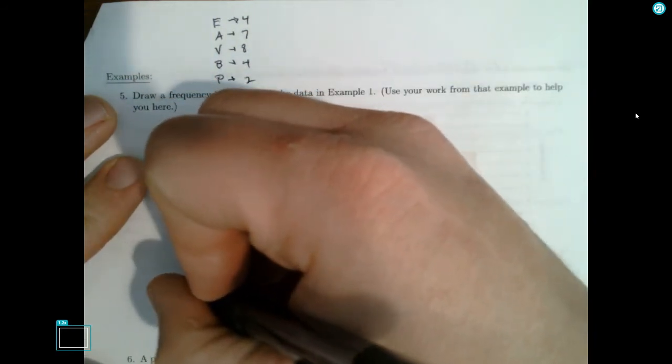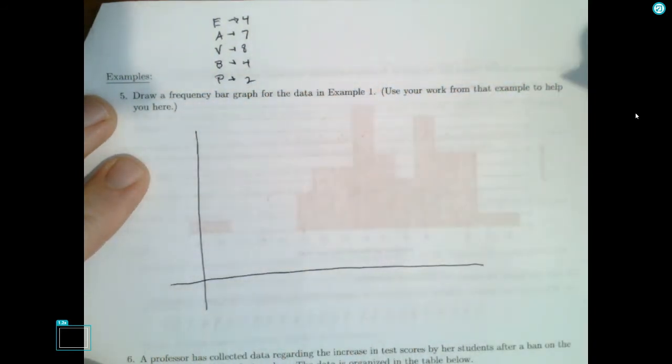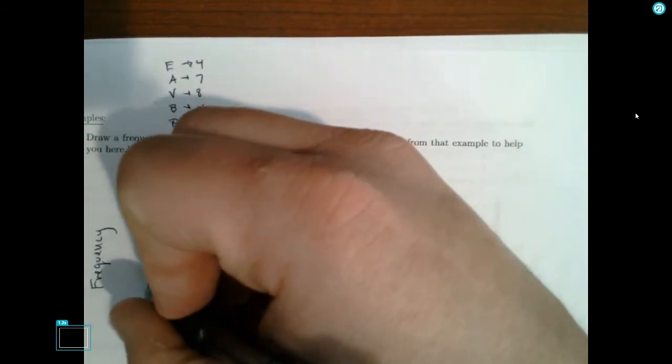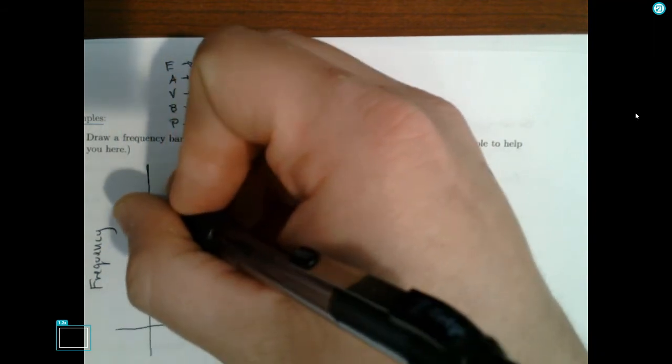Here we go. We'll start off by giving ourselves a little chart like this. On the y-axis, that's where you put your frequencies. You have to decide how big to make your y-axis. The largest frequency was 8, so this needs to go up to 8: 1, 2, 3, 4, 5, 6, 7, 8.